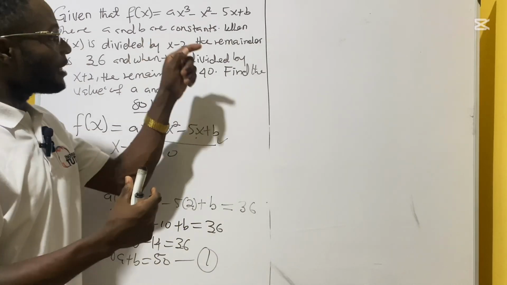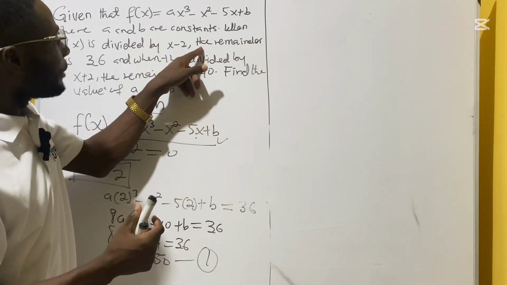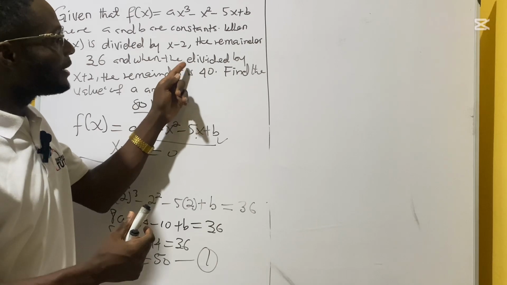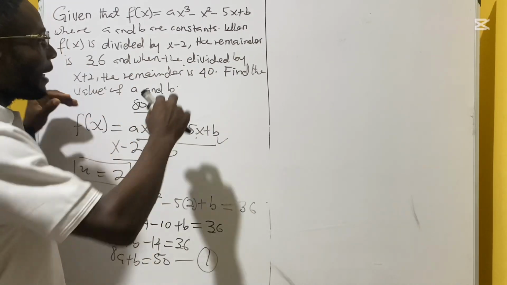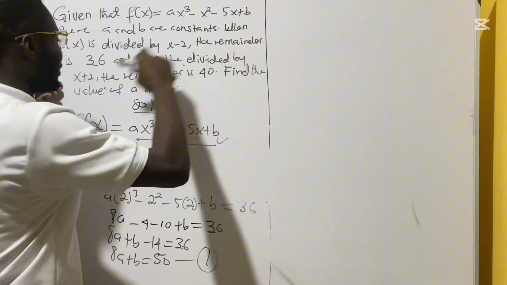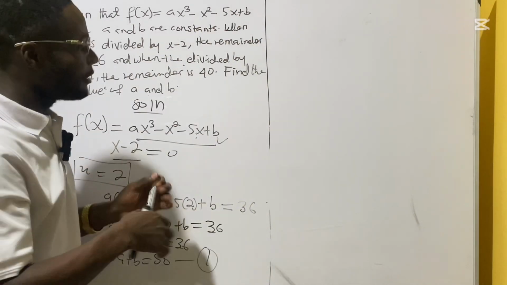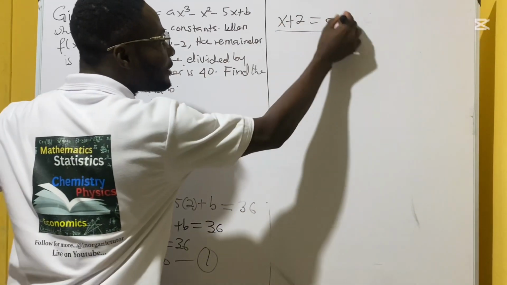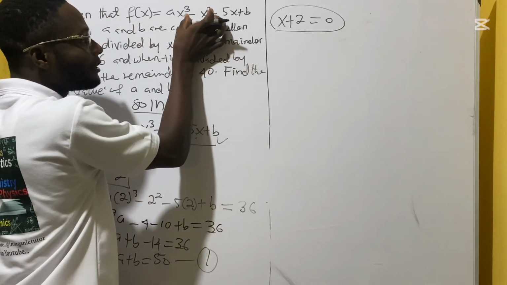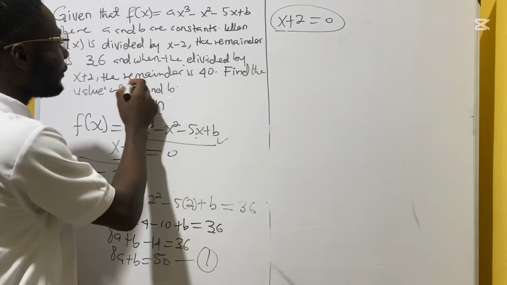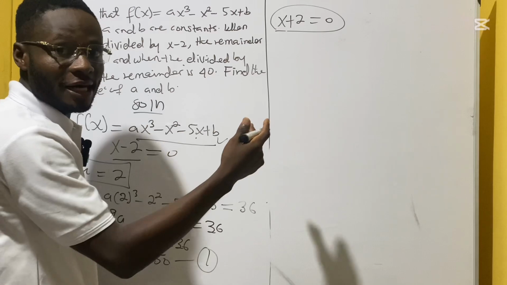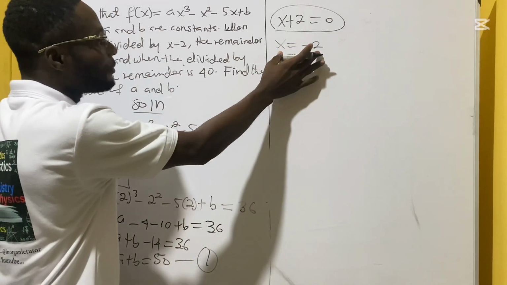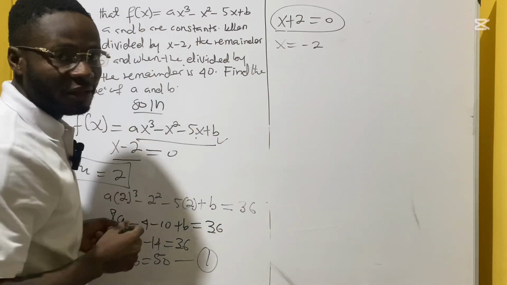And then it went ahead to say that when this polynomial function is divided by x plus 2, that means x plus 2 equals 0, the remainder is 40. So the same ideology again. We substitute x equals negative 2 into this polynomial function.